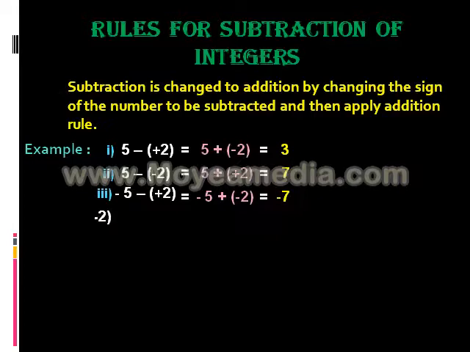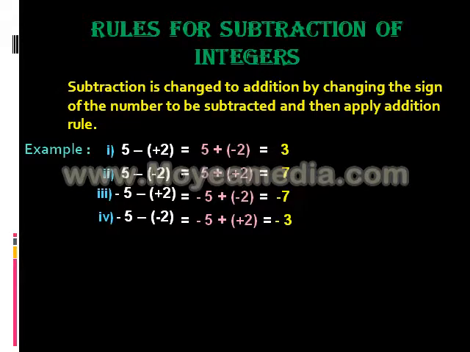Now finally, minus 5 minus minus 2. Again change the middle sign of subtraction to addition and change the sign of the number to be subtracted. Negative 2 becomes plus 2. So you get negative 5 plus 2. What do you find this time? Now it is a question of addition. One number, 5, is negative, and 2 is positive, so the difference of their absolute values is to be taken. So 5 minus 2 gives you 3, but the negative number is greater, so it should be negative 3. So you get negative 3.